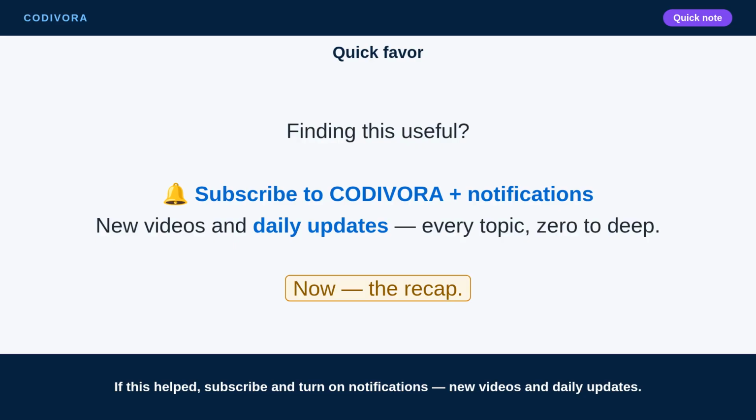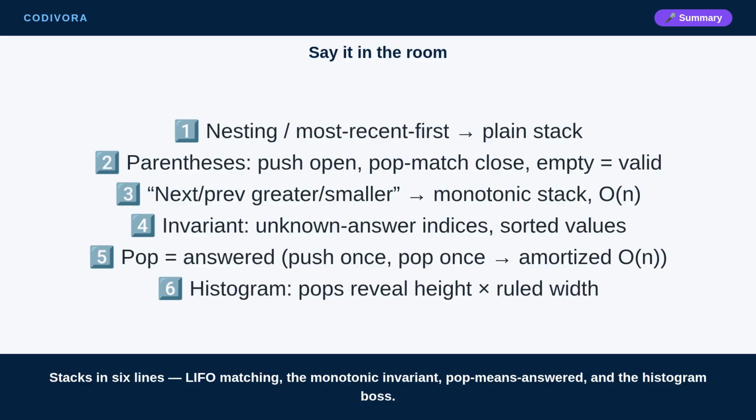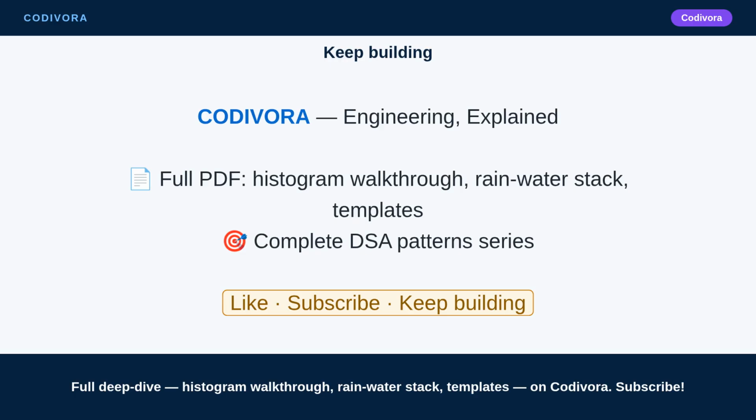Now the recap. Let's lock it in. Nesting and most-recent-first problems take a plain stack, parentheses being the canonical push open, pop match close. Any flavor of next or previous, greater or smaller, is a monotonic stack in O(n). The invariant: the stack holds indices whose answer is unknown, values kept sorted, and a pop means that element just got its answer. Push once, pop once, amortized linear. In a histogram, each pop reveals a rectangle, the popped height times the width it ruled. That's stacks' both superpowers, plain stacks and monotonic stacks.